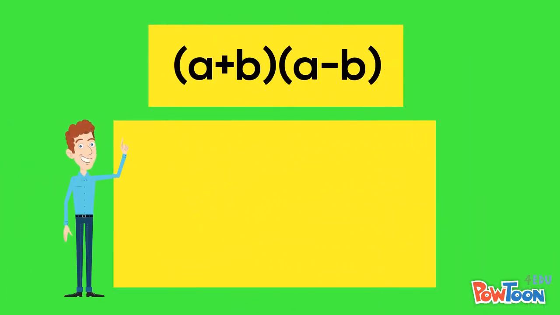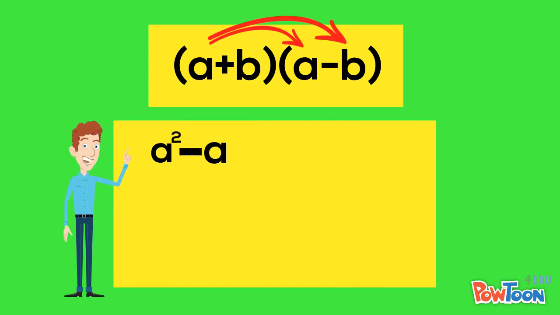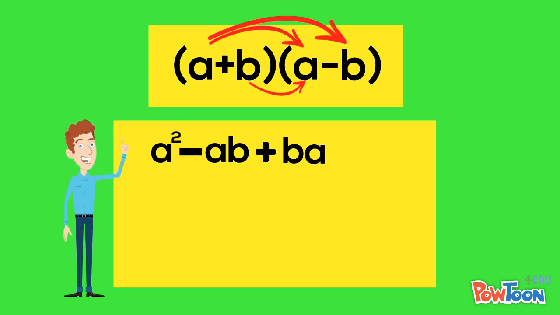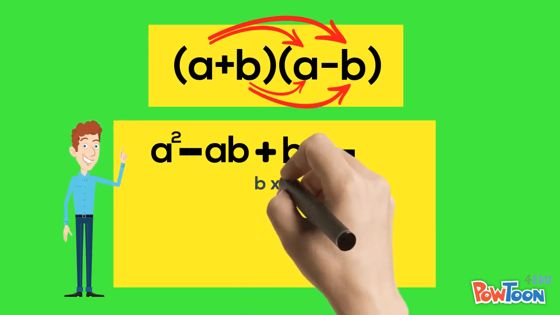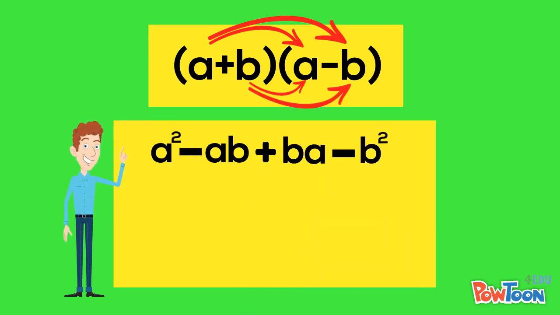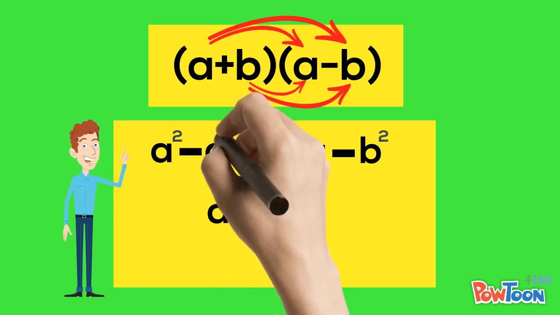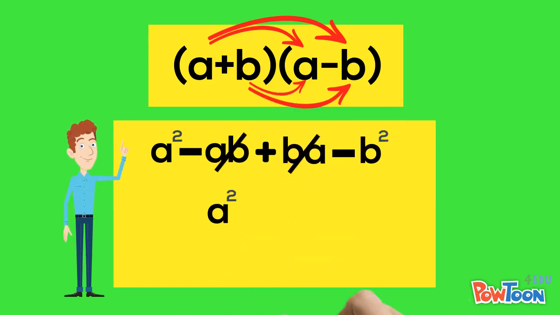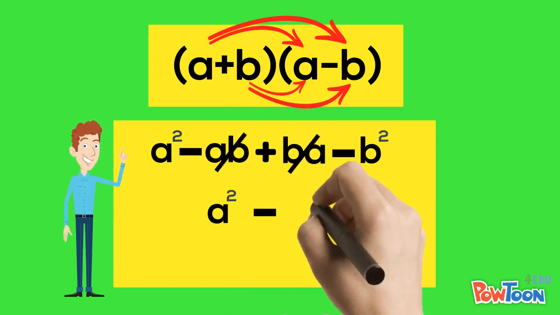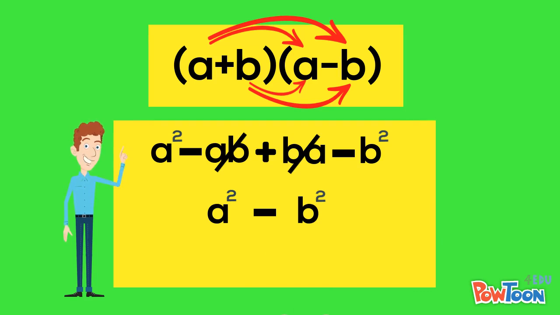So let's multiply it out. A by a gets me a squared. A by minus b gets me minus ab. B by a gets me plus ba. And b by minus b gets me minus b squared. Following on, I get a squared, minus ab cancels plus ba, and minus b squared. A squared minus b squared.